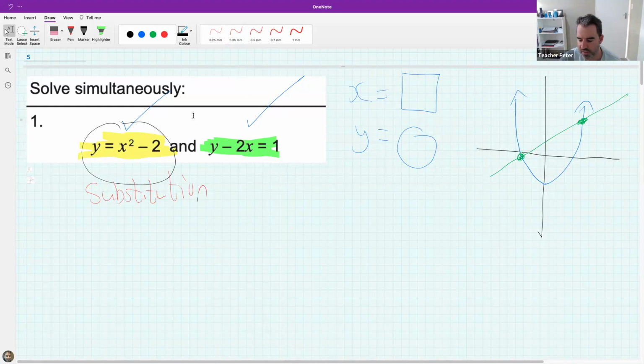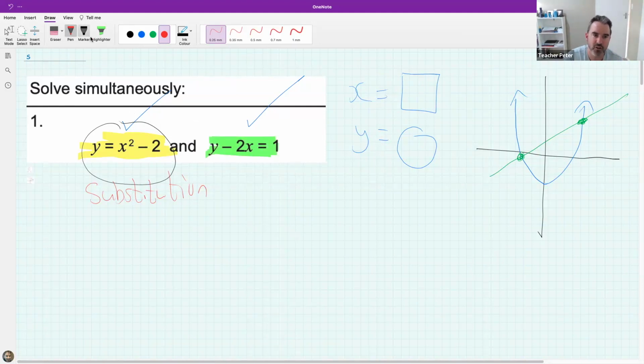Which one do you think is easier, the yellow or the green? The yellow. Well, the yellow is easier in some ways, but remember that this is a straight line graph, that's a parabola. And so what I was thinking is that the green was easier if I wanted to sub the green one into the yellow one.